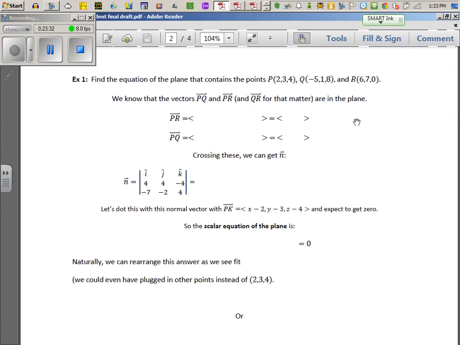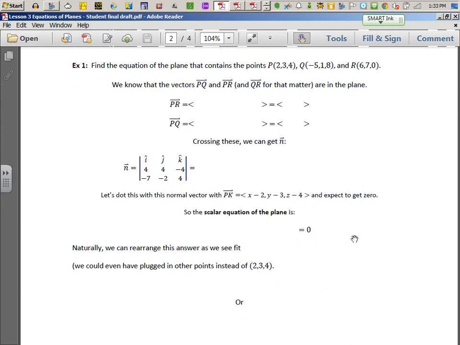I'm given 3 points. They are specifically 2, 3, 4, negative 5, 1, 8, and 6, 7, 0. First thing I'm going to do is find vectors PR and PQ. Okay? Let's get busy. Actually, why don't you guys do it? PR and PQ. So remember, when you find vector PR, you're supposed to do point R minus point P. So head minus tail. So the second letter is R. You'll do that first. You do R minus P, and that'll give you the vector for PR. And then do the same thing for PQ. You do it in your head. Very easy.